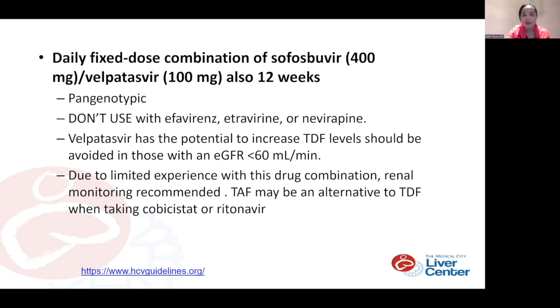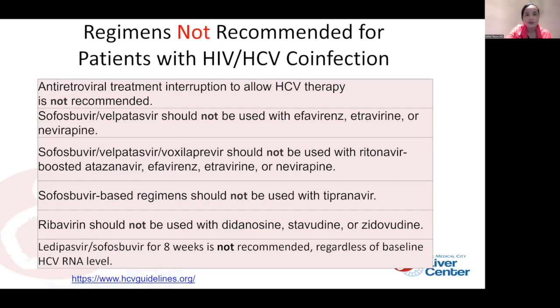And if ever you have patients who have renal compromise or kidney issues, you may use tenofovir alafenamide as an alternative to the TDF or tenofovir disoproxil. So tenofovir alafenamide is basically a new version of TDF, as you know, which decreases the exposure of the kidneys to tenofovir. So these are the no-nos in treating patients with HIV and HCV co-infection. You do not need to interrupt ARTs just to allow HCV therapy. So it's a matter of looking for the correct regimens that will have acceptable drug-drug interactions. And we've discussed the important drug interactions earlier.